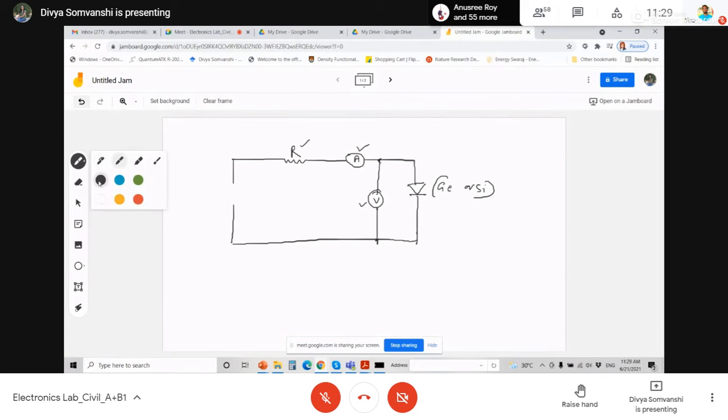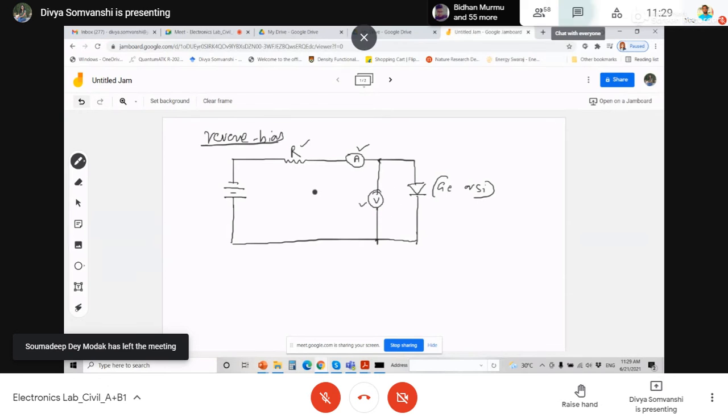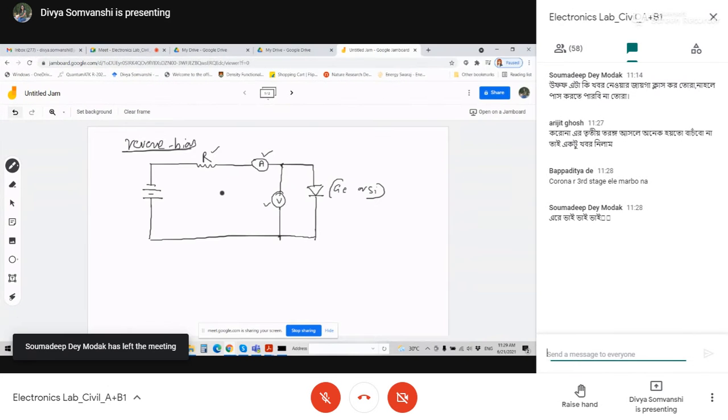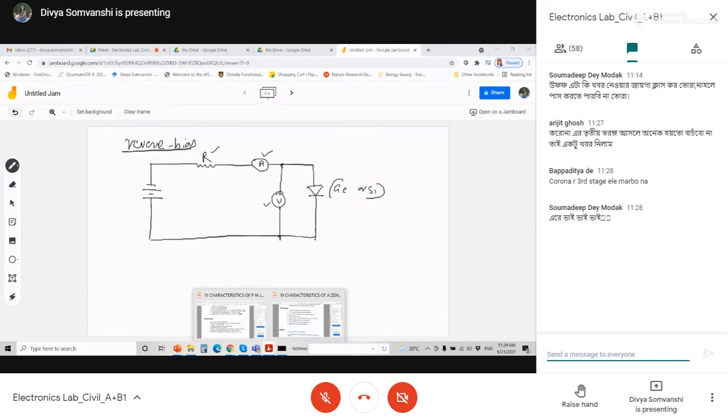If I have to draw the same circuit for a reverse bias, everything will be the same. My circuit will be like that. So this is the circuit in reverse bias, the same circuit. Now what happened in reverse bias? There is no majority flow, right? Only minority carriers will flow. It means we have a very small current in reverse bias condition, and that current exists because of the minority carriers.